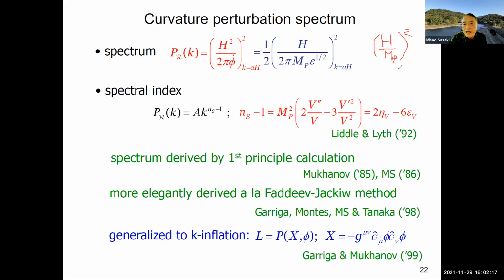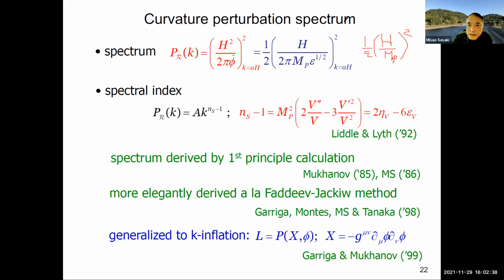Divided by Planck mass squared. But importantly, in the case of curvature perturbation from this scalar field, the inflaton, you have this additional enhancement factor that comes from epsilon. So this can give rise to very large scalar perturbations.